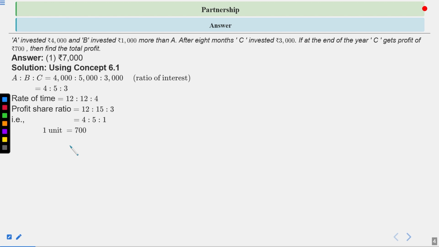Now we know that 1 unit will be equal to 700, because it is given that C gets the profit of 700 and in the profit ratio, C gets 1 unit. So 1 unit equals 700 rupees. So the total profit is 10 units, 5 plus 4 plus 1 becomes 10 units. So 1 unit is 700, so 10 units will become 7,000 rupees. So the first one is the correct answer of this question. Next one.